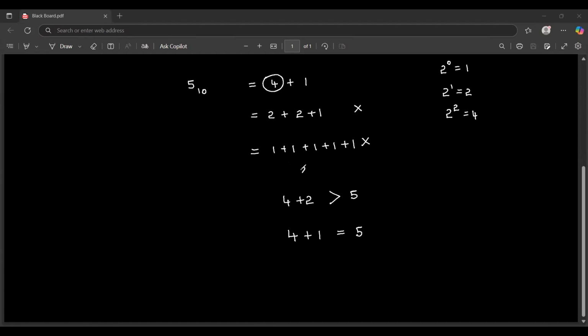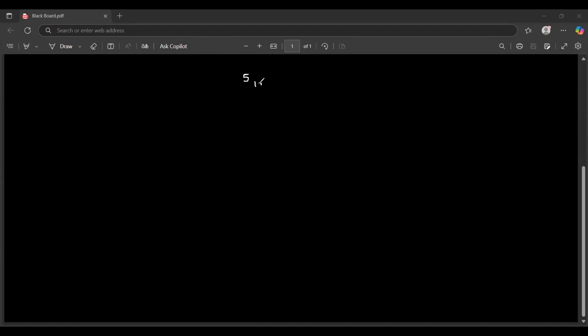You can't go 8. Why? 8 is greater than 5. So we have to keep that in mind. So 4 is the sweet spot here. Okay, so we can write that down. 5 to the base 10 is equal to 4 plus 1.